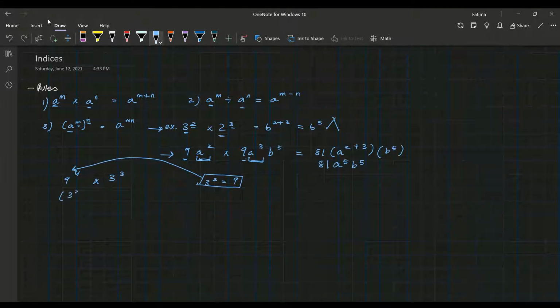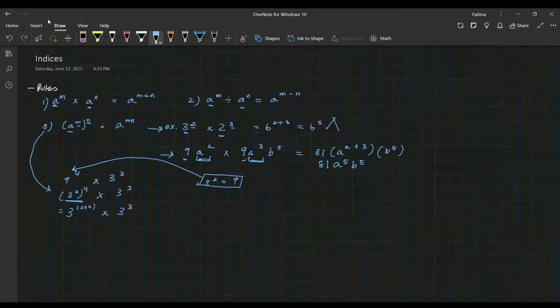So I'd have 3 squared, and that to the power 4. Because instead of 9, I'm writing 3 squared. So I'll have to write the brackets, and then I'll have to raise the power 4 to it. And then I'd multiply it by 3 cubed. Now before I add the powers, I would first have to simplify this on the left hand side. So I'd have to apply the third rule over here. So it would be 3 raised to the power 2 into 4, and then that whole thing into 3 cubed.